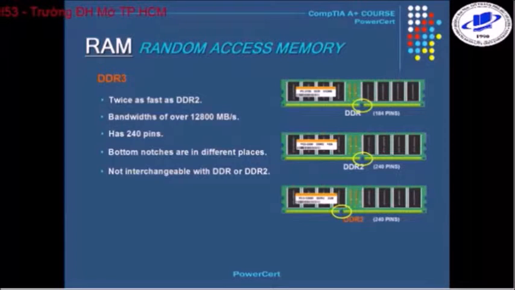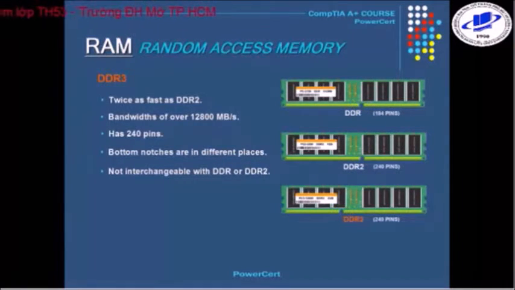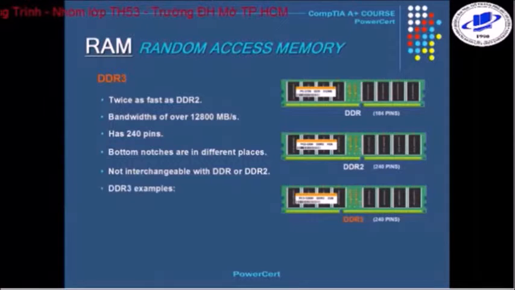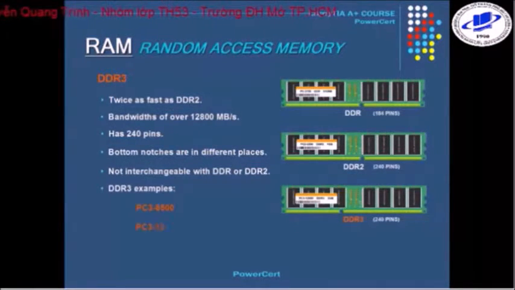In fact, motherboards are made to support a certain type of memory, so you can't mix DDR1, 2, or 3 on the same motherboard. Some examples of DDR3 are PC3 8500 and PC3 12800.